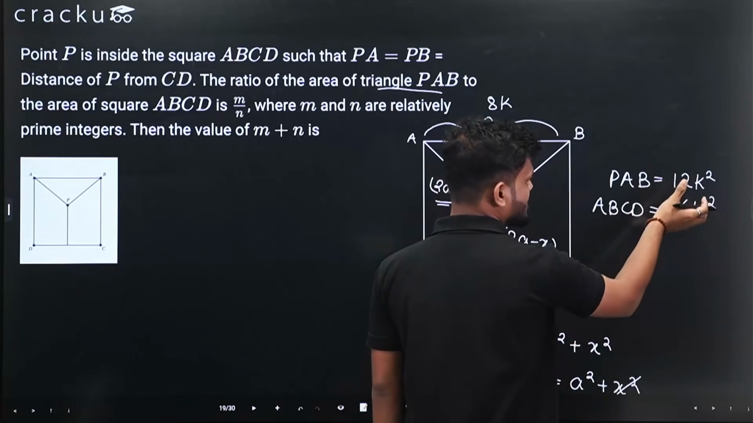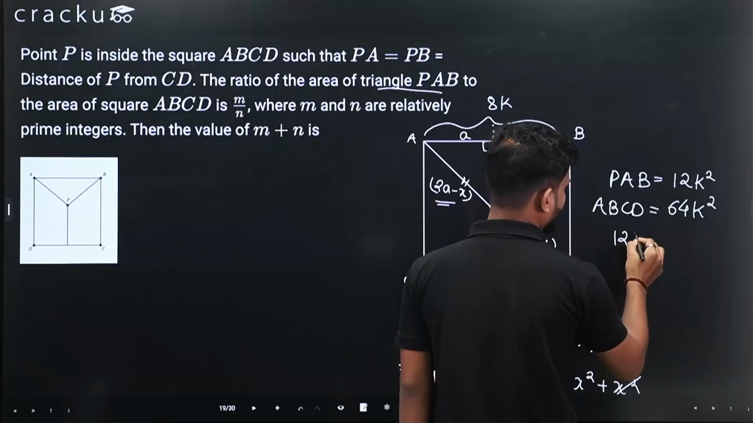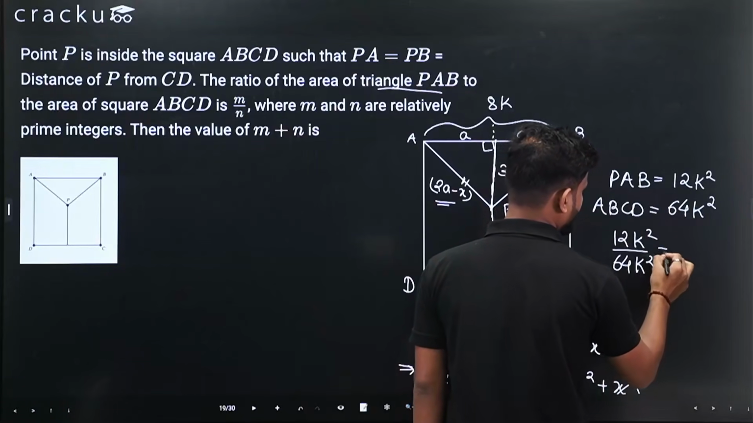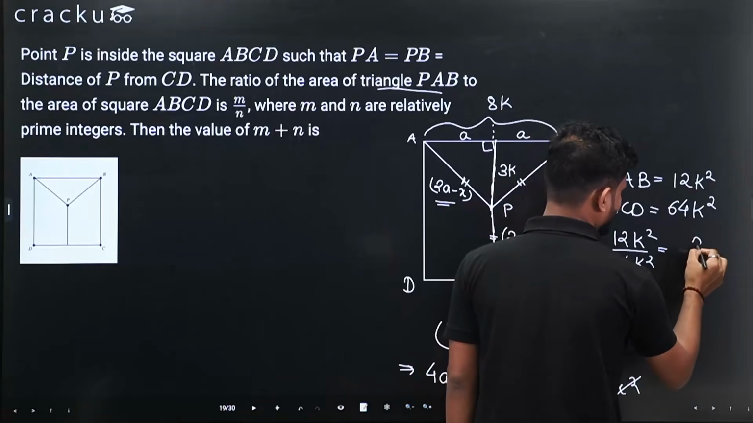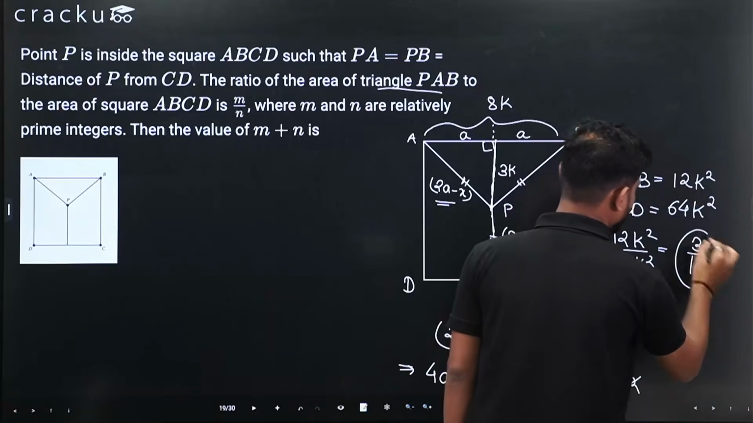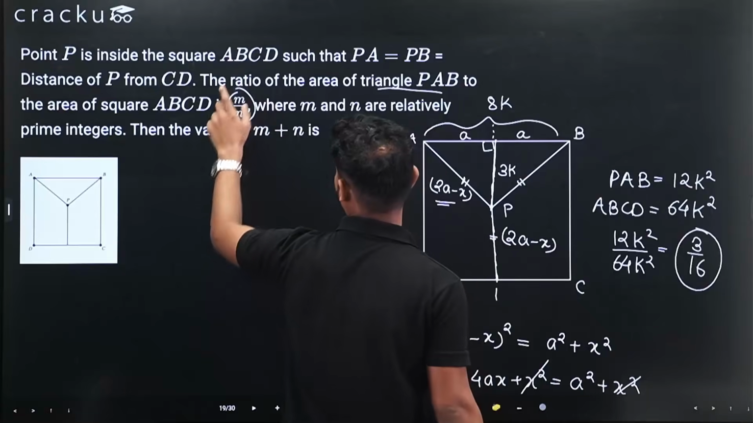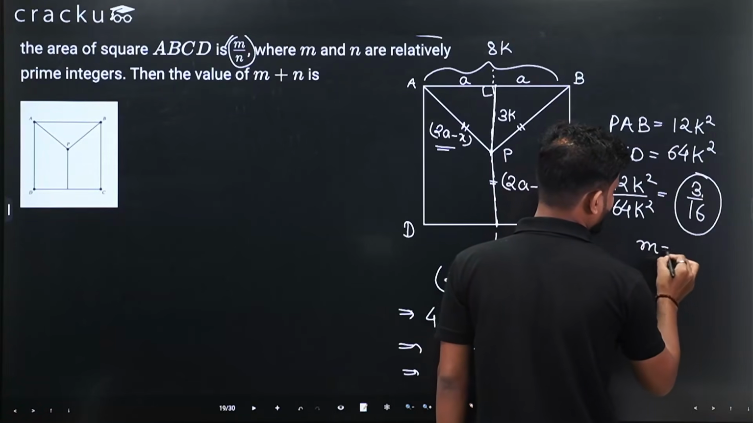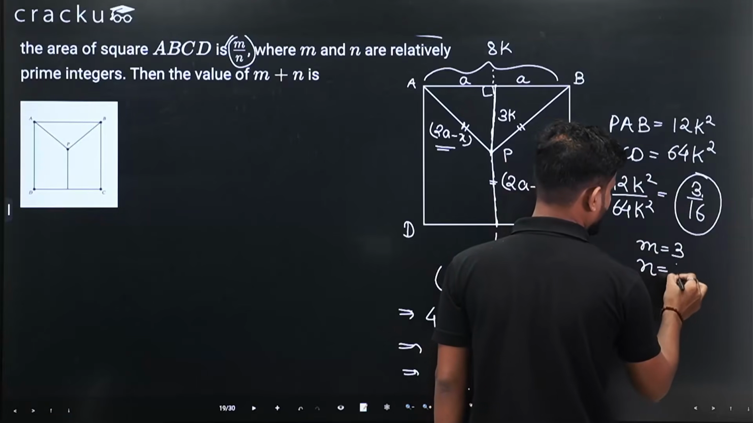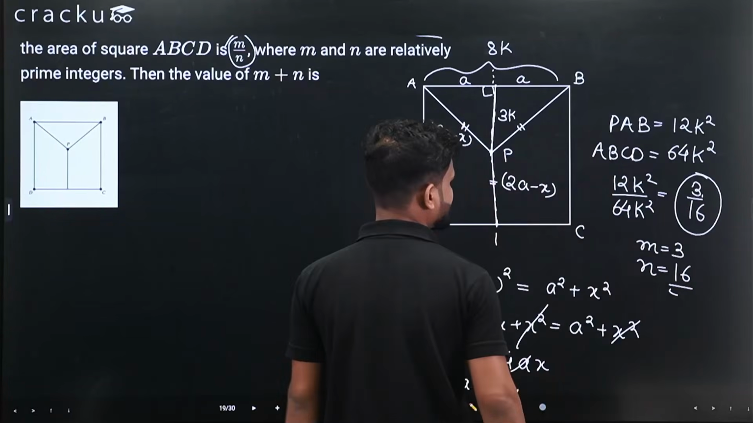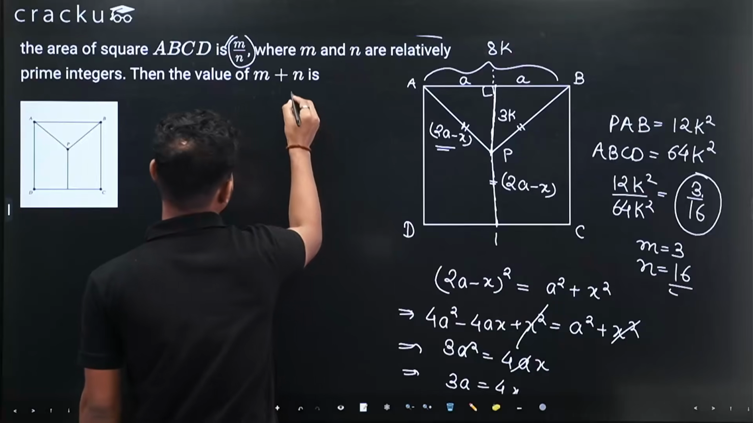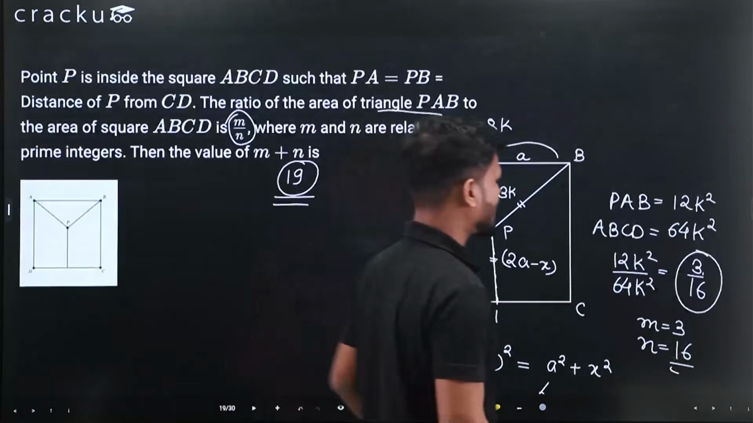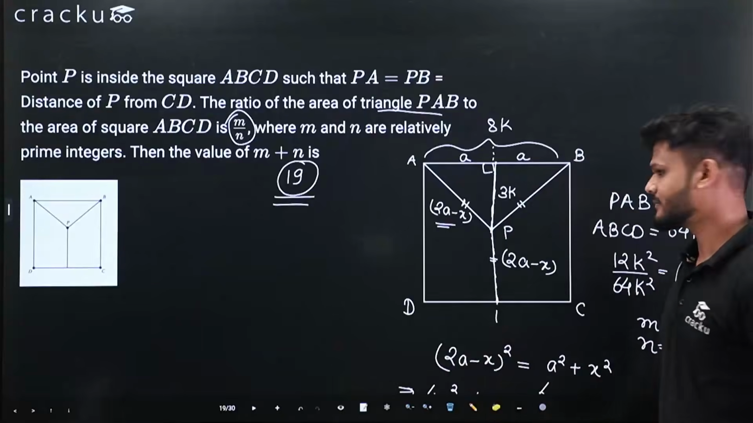Now the ratio of these two will be 12k square upon 64k square. This is nothing but 3 upon 16. And it is equal to m by n such that m and n are relatively prime. So 3 and 16 are relatively prime. So m is equal to 3 and n is equal to 16. We have to find m plus n. So it is 16 plus 3 is 19. So the answer to this question will be 19. This is how you solve this question.